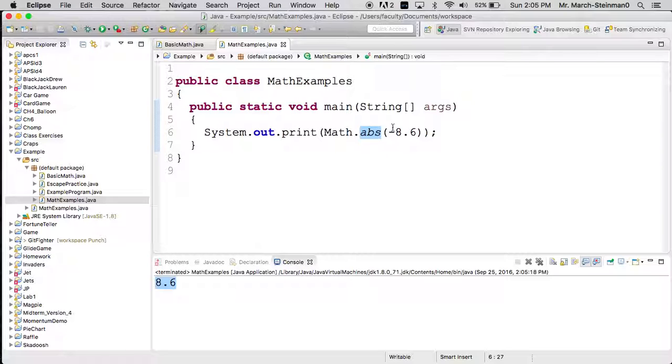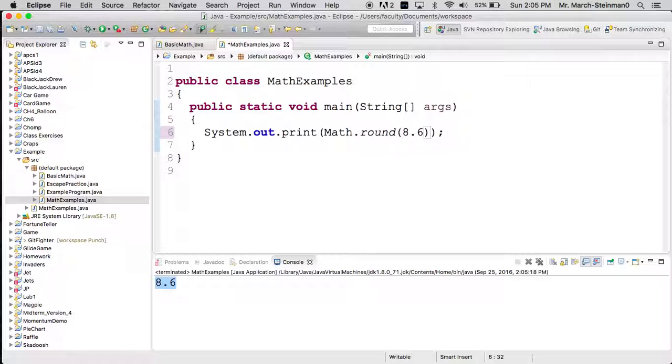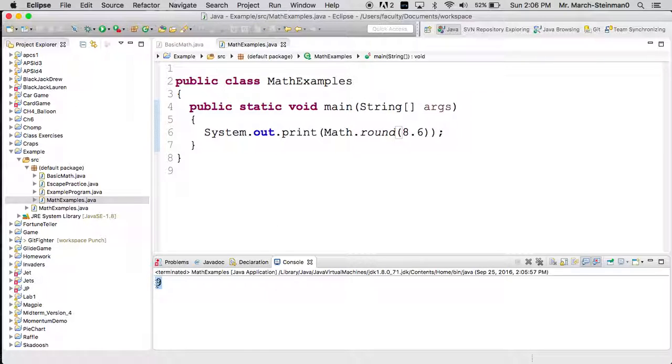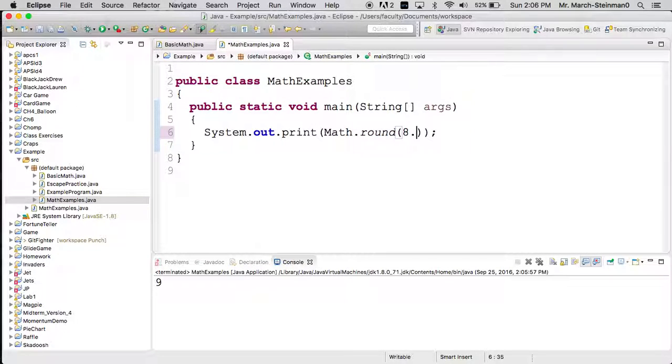Let's think of something a little more useful. Instead of Math.abs, let's look at Math.round. This should round things up or down to the nearest integer value, or the nearest whole number. So in this case, we round 8.6 and we get 9. And notice it prints out as an integer. What if I do something a little different? Let's say 8.4. This should round to 8.